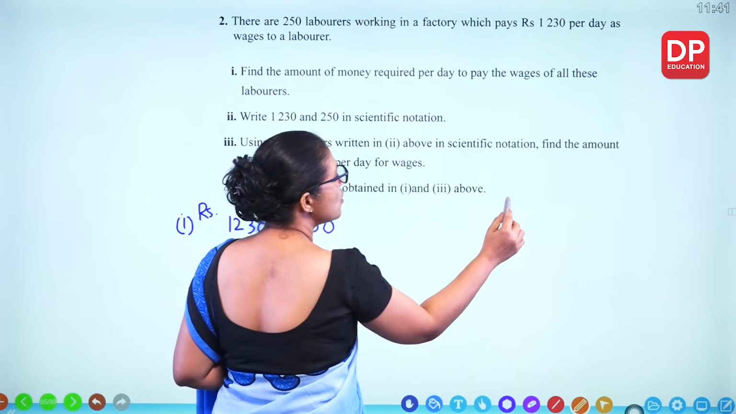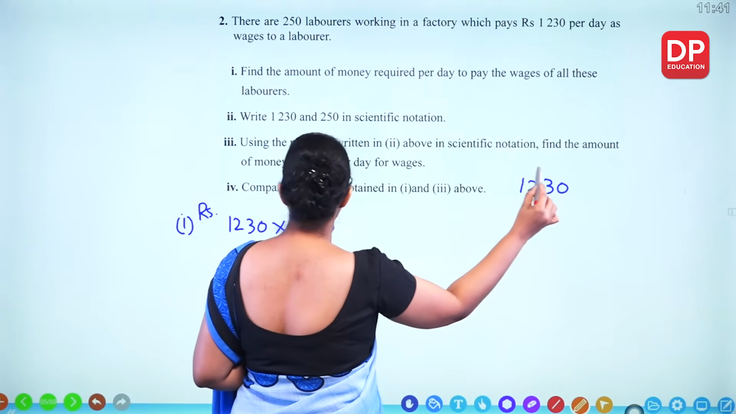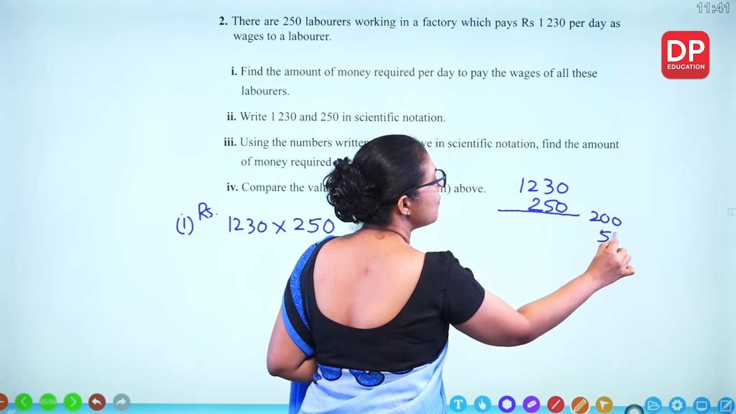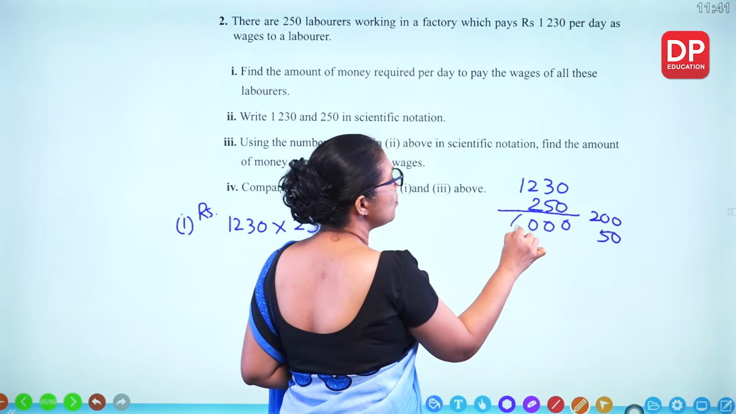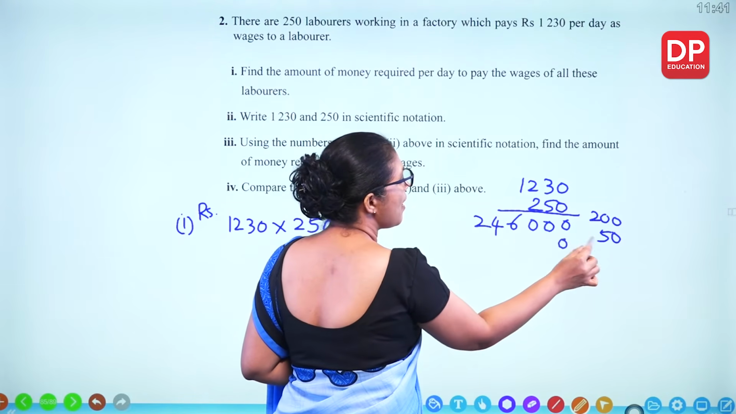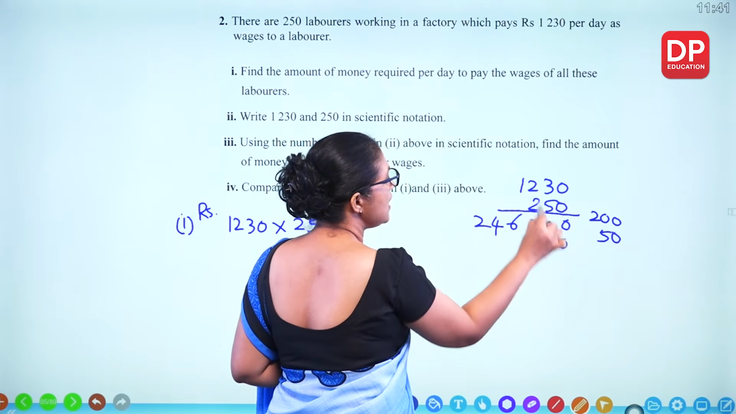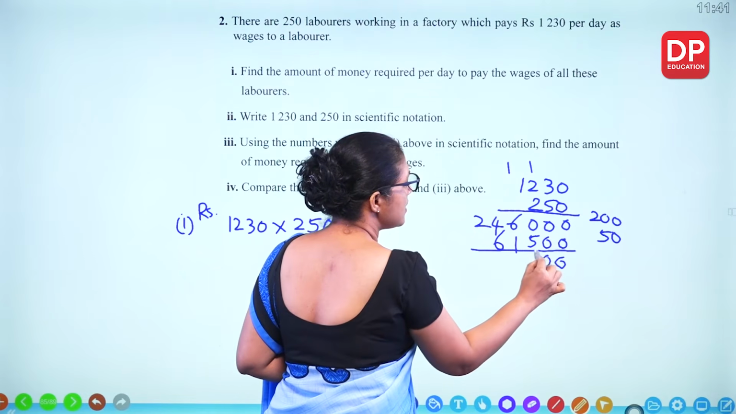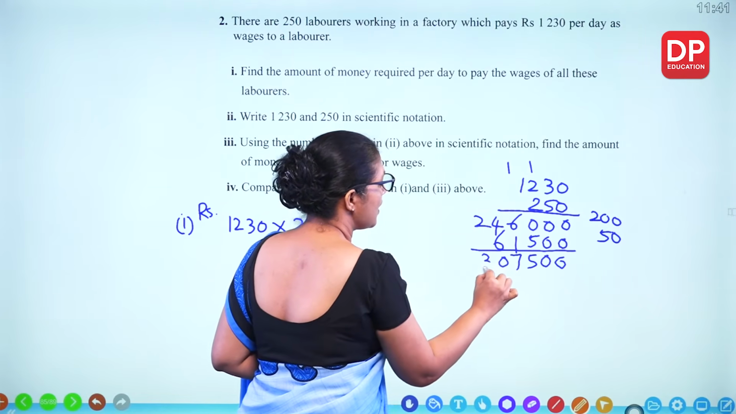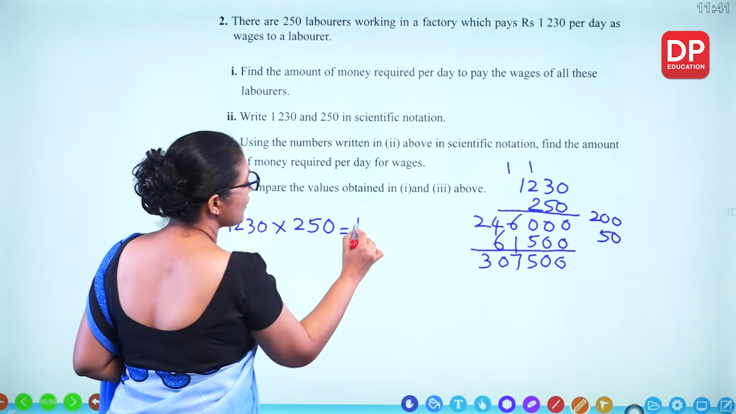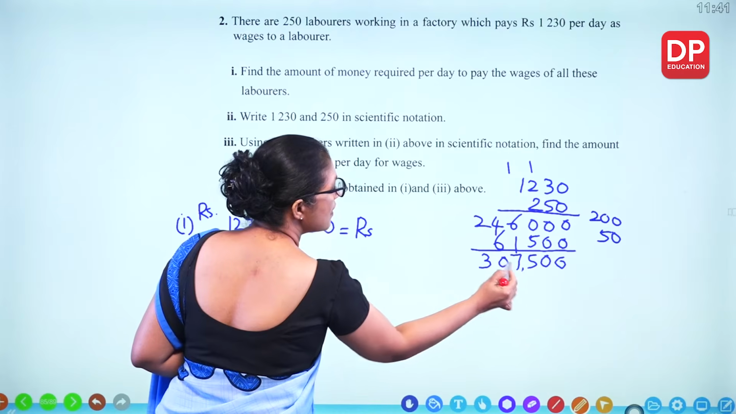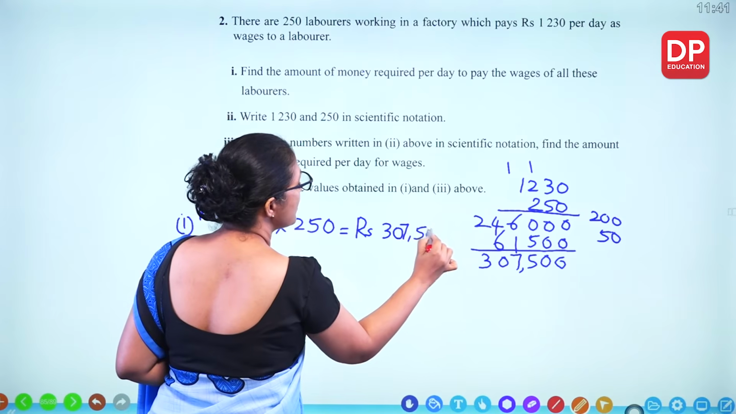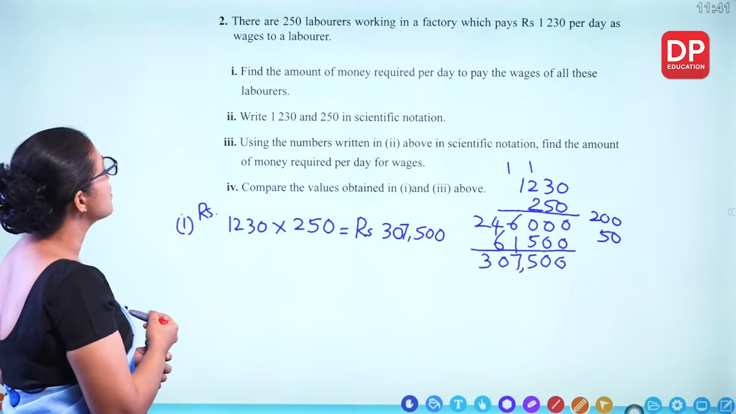So we'll take 1,230 multiplied by 250. 200 and then 50. Multiply by 2 and multiply by 5. You get 0, 15, 10, 11 and 6. When you add it, you get this amount. That's 307,500 rupees. That's the total amount.